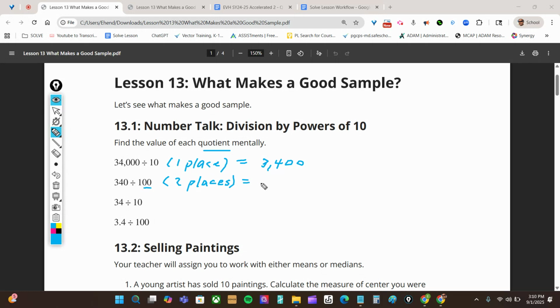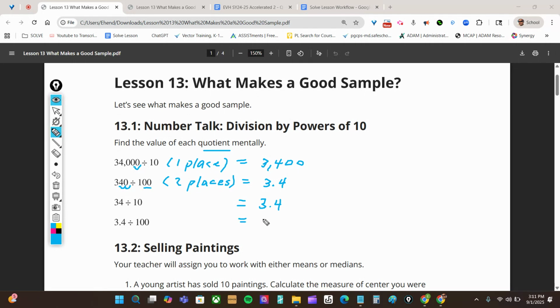All right. So that is going to give us a 3.4. Move the decimal two places right here, like that. And then over here, we're going to move it one place. If that's not clear enough, so that's 3.4. All right. Same thing here. One place, that's going to give us a 3.4 as well.